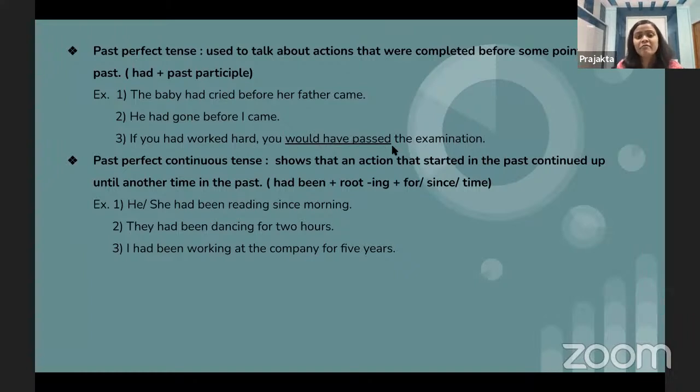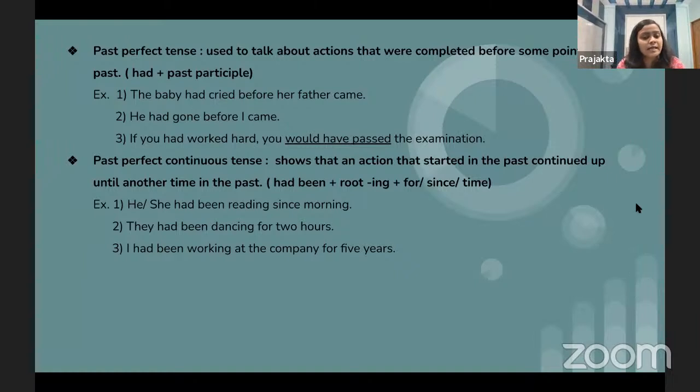You would have passed means क्या? ये क्या शो करता है कि उस वक्त future in the past what you are able to do, you would have passed the examination. Okay, so if you had worked hard, अगर तुमने मेहनत की होती, so you would have passed the examination. तो तुम examination में pass हो जाते.